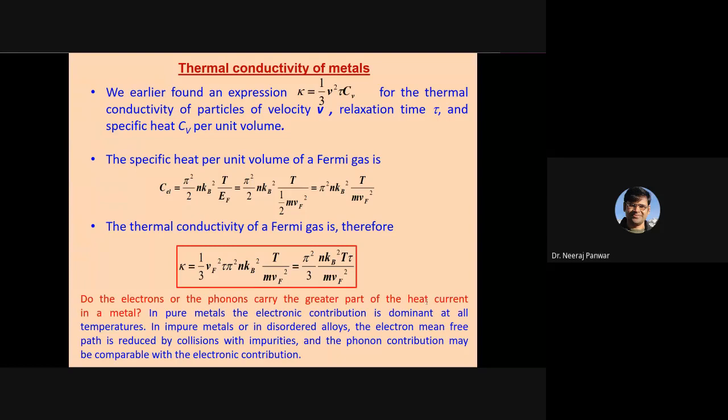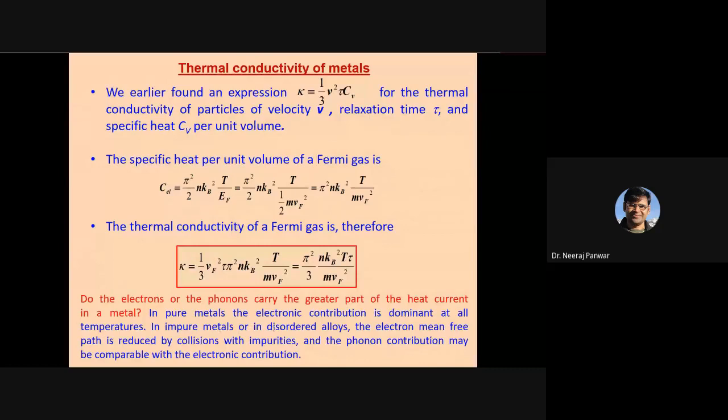So this is thermal conductivity, and we represent it by the thermal current or heat current. In pure metals, the electronic contribution is dominant at all temperatures. The thermal current is carried by the free electrons. That's why we have the Wiedemann-Franz law, which states that good electrical conductors are also good thermal conductors. So in such metals, the electronic contribution is dominant. However, if we have impure metals, there we will have impurities of other metals, and they are going to contribute.